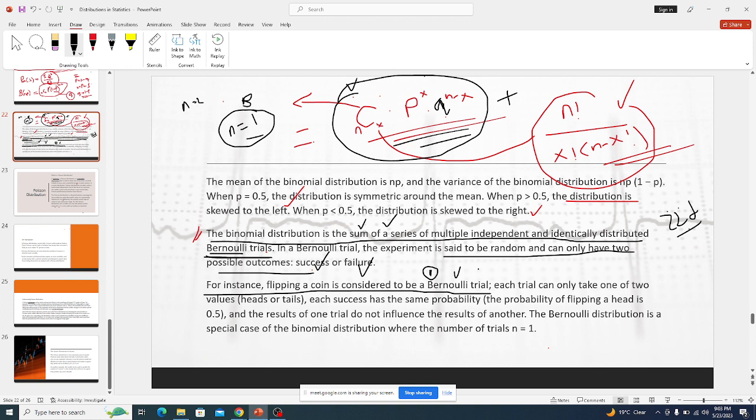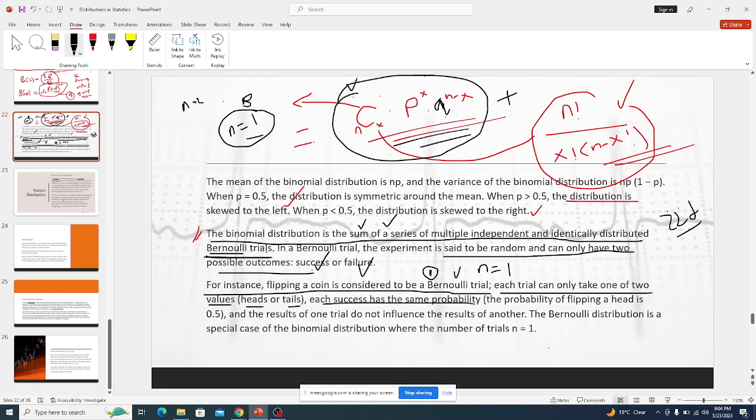Meaning we only have one trial. N is what? N is 1. So flipping a coin once, we can say it is a binary trial. Why? Because each trial can only take one of the two values, either heads or tails.